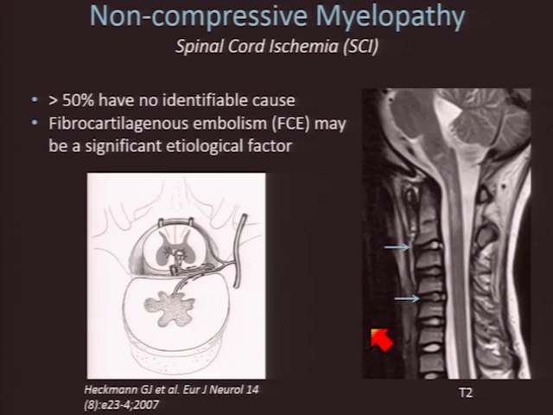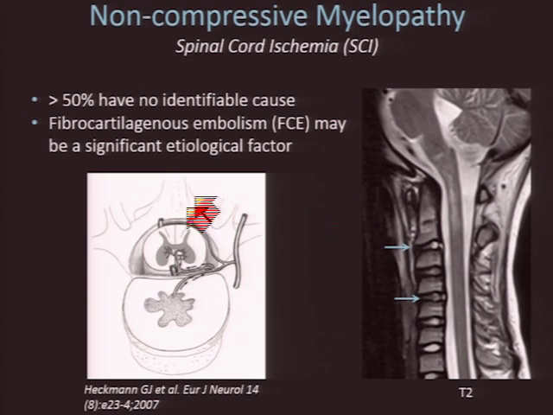So more than 50% of these kids with spinal cord ischemia don't have an identifiable cause, but we've started to hear more and more about this entity of fibrocartilaginous embolism. It was first described actually in animals, I think in dogs, but it occurs in kids, and it may be a significant etiological factor.